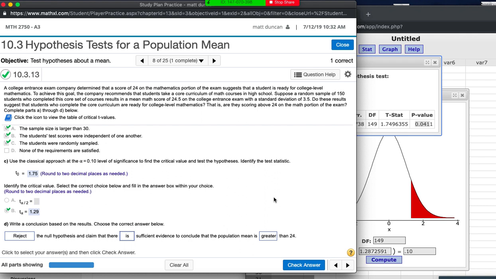So again, I oftentimes bring up the example of a jury trial because it's, hang on, let me go get my charger. Hang on just a second. My computer's about to die.